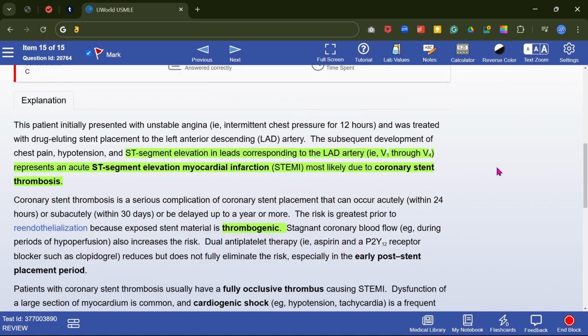That is all about today's discussion, regarding murmur, shock, aortic dissection, and coronary stent thrombosis.